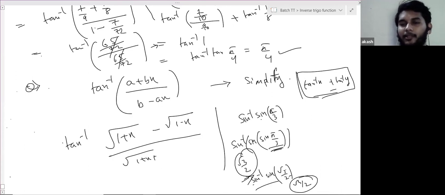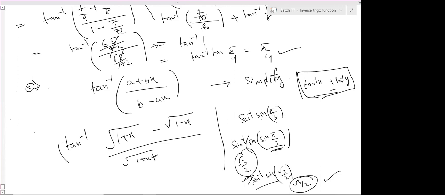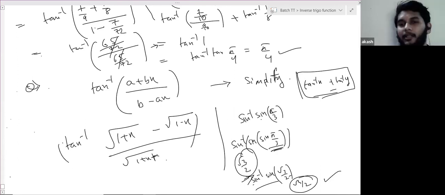There is something wrong in this, but you don't have to think. If this question comes in your exam, just write like this. But I think that is a printing mistake. They have just given you sine inverse sine pi by 3. Let me find the question. All right, I got it.